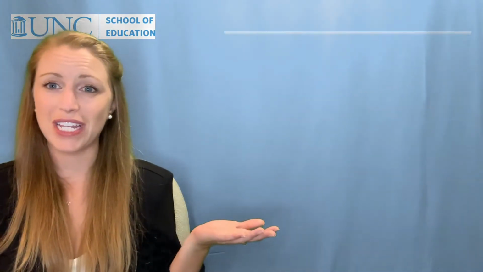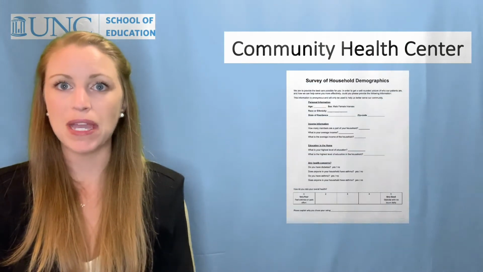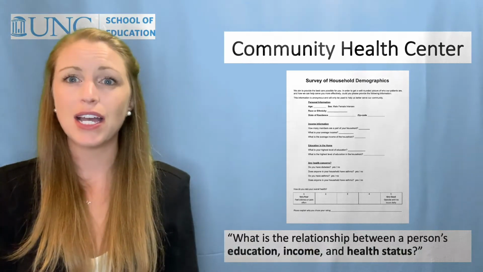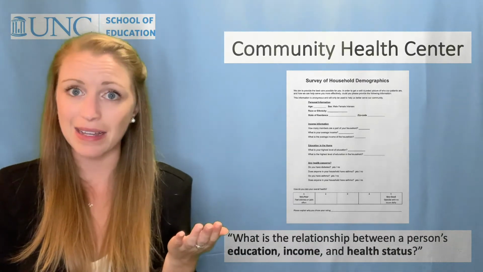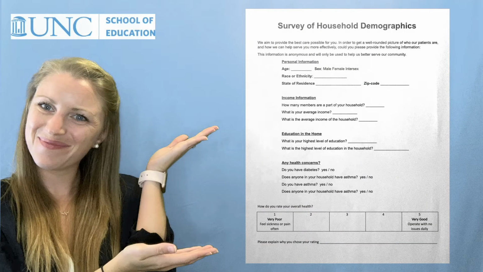We are also going to pretend that we work at a community health center. At this center, you provide patients with a health survey. The purpose of this survey is to understand the relationship between a person's education, income, and health status. We have created this anonymous survey that asks questions about the patient's basic demographics, both personal and household.